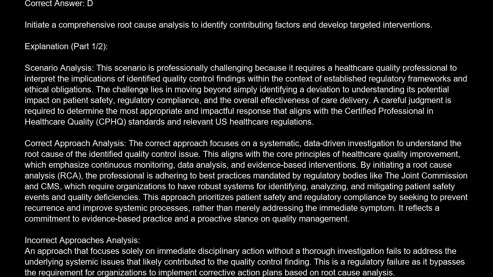By initiating a root cause analysis, RCA, the professional is adhering to best practices mandated by regulatory bodies like the Joint Commission and CMS, which require organizations to have robust systems for identifying, analyzing, and mitigating patient safety events and quality deficiencies. This approach prioritizes patient safety and regulatory compliance by seeking to prevent recurrence and improve systemic processes, rather than merely addressing the immediate symptom. It reflects a commitment to evidence-based practice and a proactive stance on quality management.